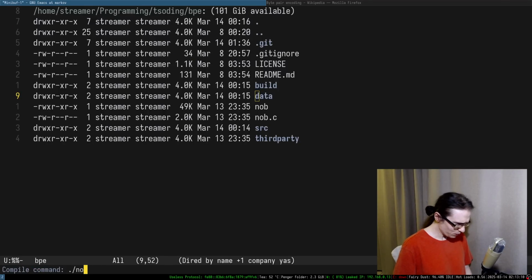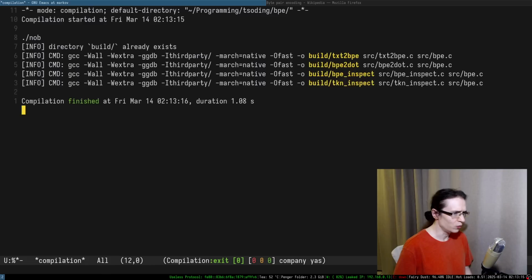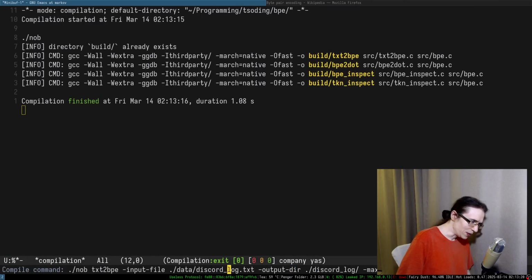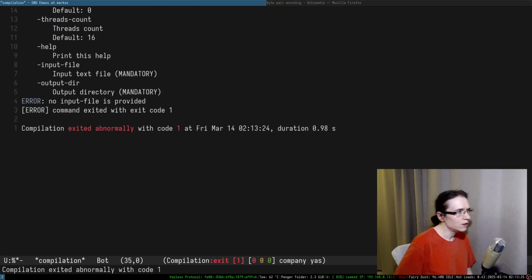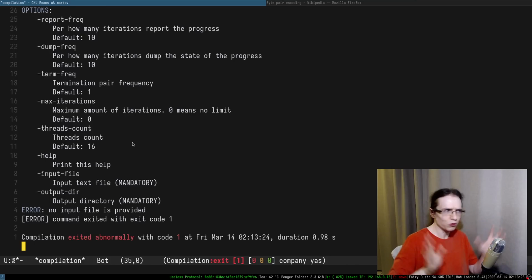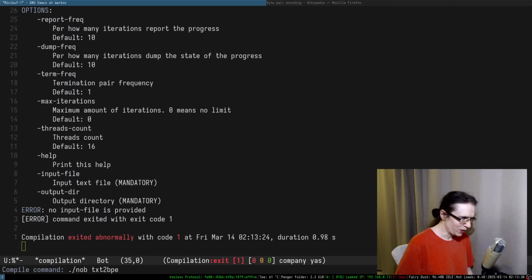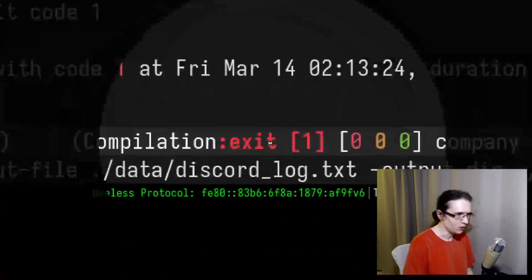So I have a tool which is called txt to bpe, right? I have some prepared command line arguments in here, so we can take a look at the arguments. I improved it a bit, so I made a lot of parameters customizable through the command line utility. Essentially, we have to provide first the input file that we're going to be compressing, right? So this is going to be the Discord log.